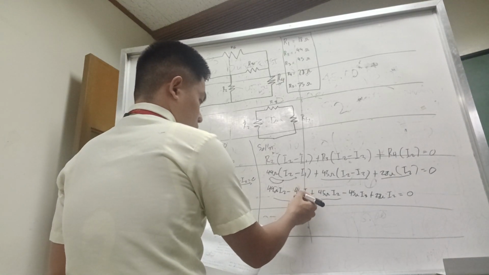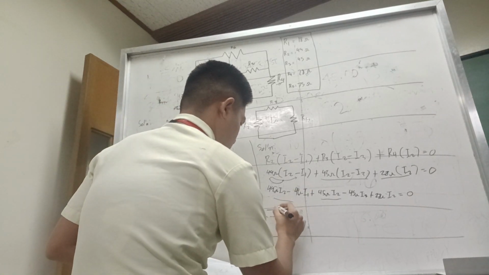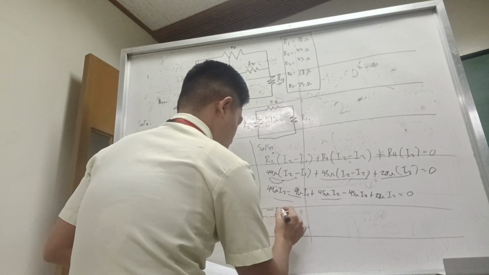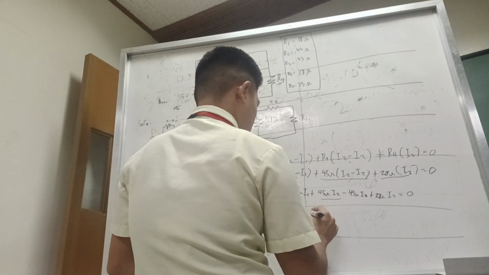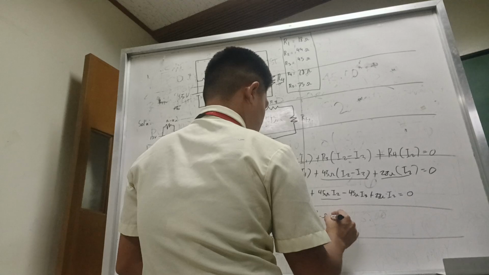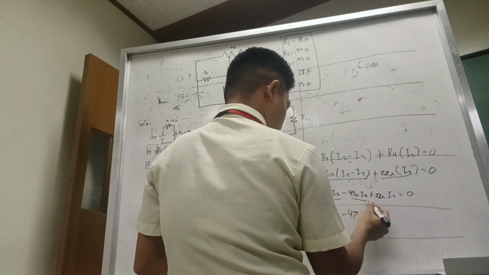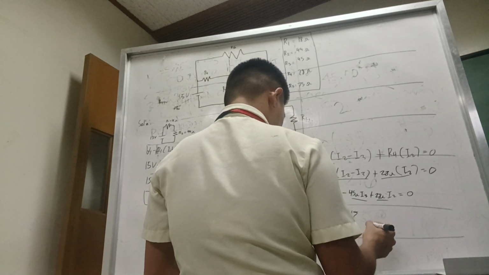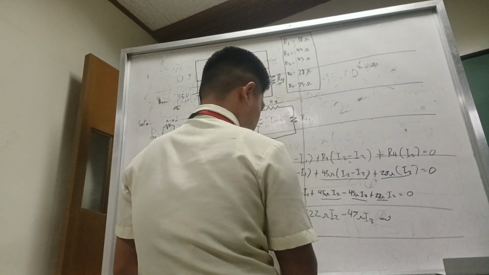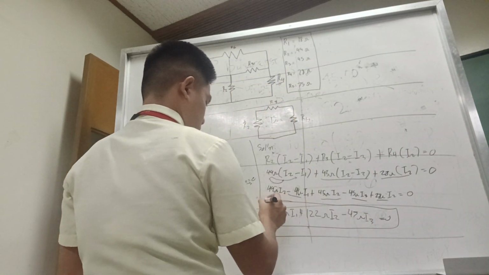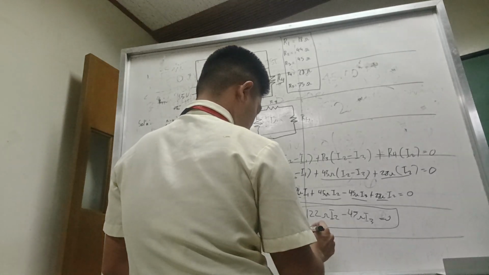First we need to input the negative. 49 ohms I1 plus 2 ohms I2 minus 45 ohms I3 is equal to 0. This is for loop 2.